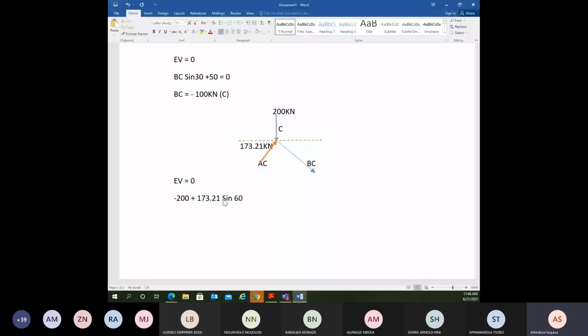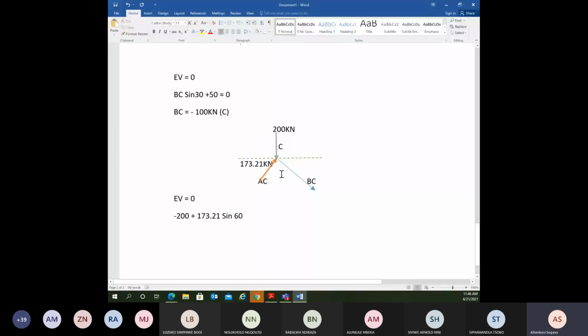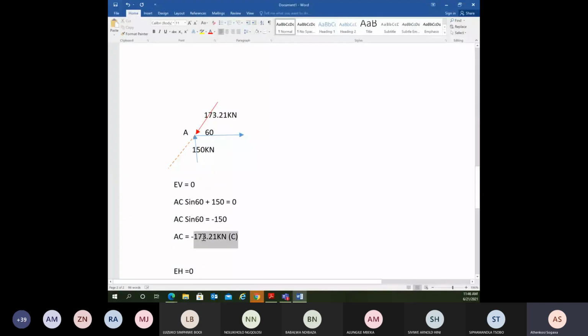Let me explain this matter again. Point AC, you have determined as a force in compression. This negative answer means it is in compression. If this was not negative, it turns out it's in tension. Now, I know it's in compression because I've got a negative answer. When you get a negative answer, it indicates your force is in compression.